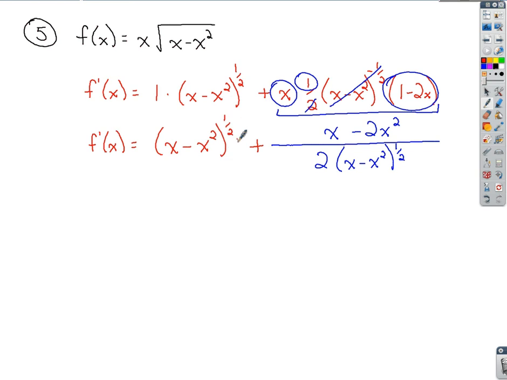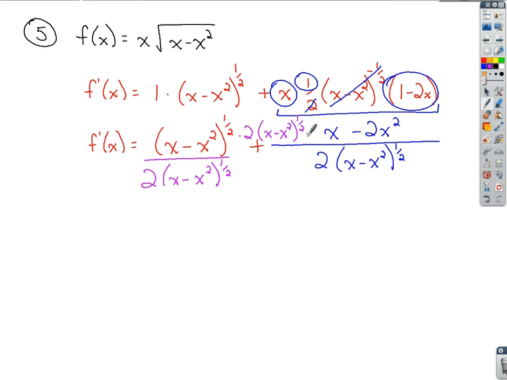Now we need to create a common denominator. Obviously, the common denominator is going to be the denominator that I have right here. So I want this over 2 times the quantity x minus x squared raised to the 1/2. But if I'm going to put that on the bottom, I also must multiply that to the top. So multiplying that to the top, you'll notice what happens. And this is how we always know that we're doing these correctly.